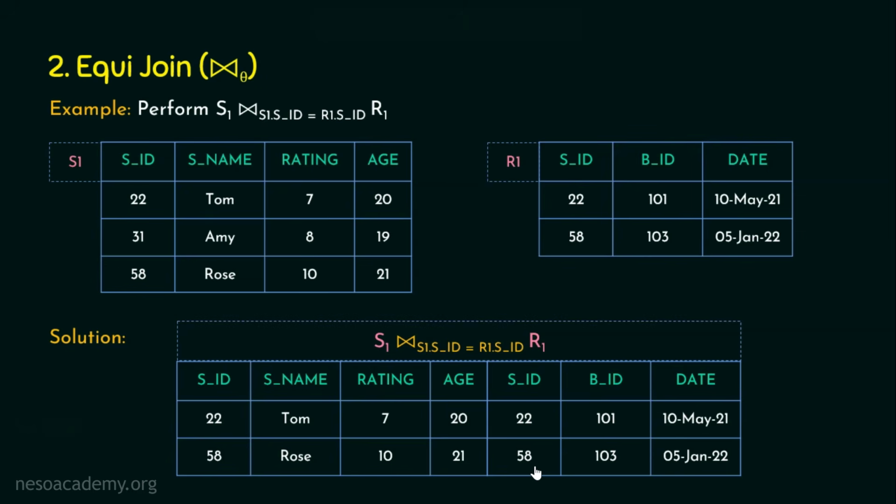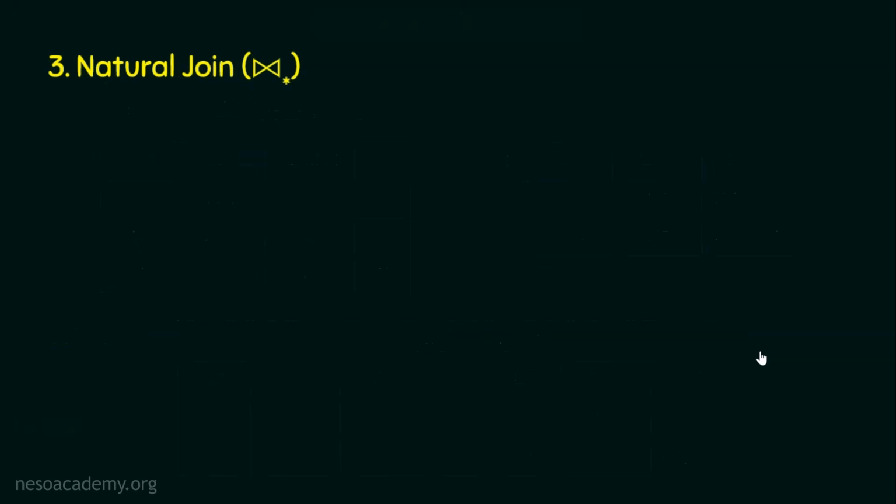I wanted you to manually apply the Cartesian product and just generate the complete output of the Cartesian product and then perform the selection by giving this join condition. I hope equi join is clear to you. Now let's move on to the third type of join, which is the natural join.